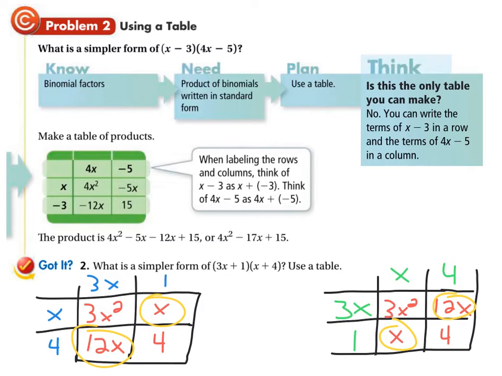So what we then get as a result is 3x squared plus 13x. 12x plus 1x is 13x plus 4. And that, my friends, is the answer to that one. Hopefully that makes sense. Let's keep going.